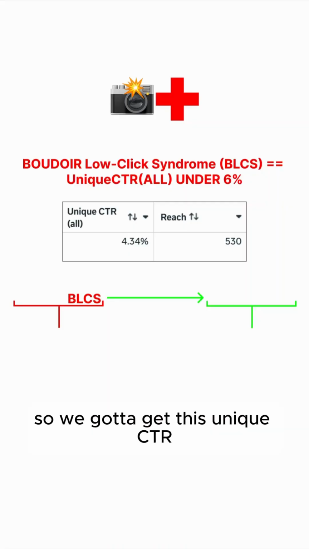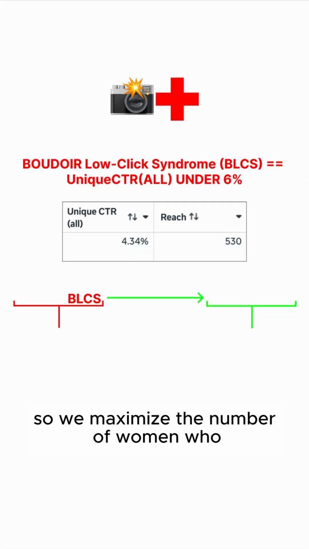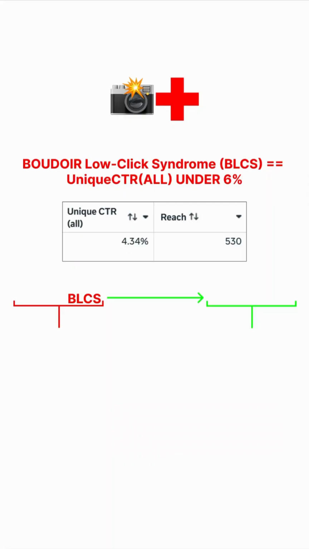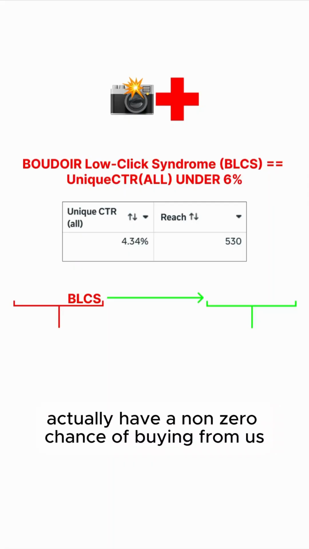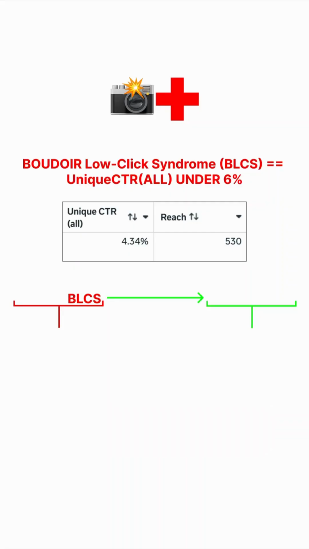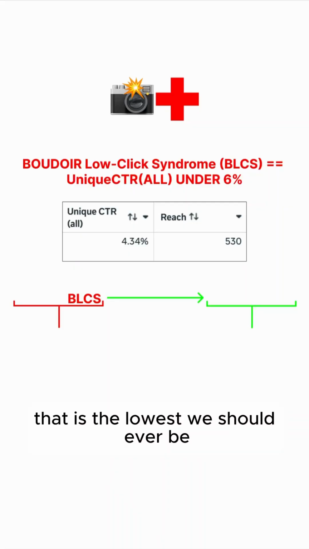So we gotta get this unique CTR number up as high as possible, so we maximize the number of women who actually have a non-zero chance of buying from us. And we got to get above 6%. 6% is literally the minimum. That is the lowest we should ever be.